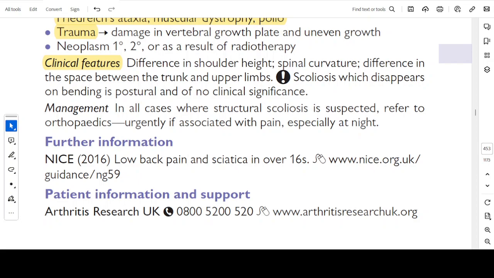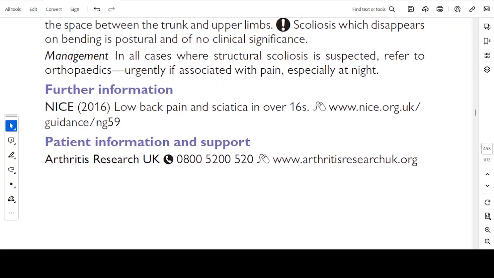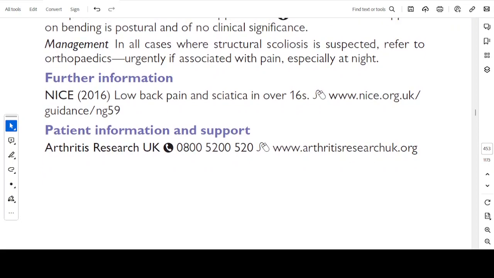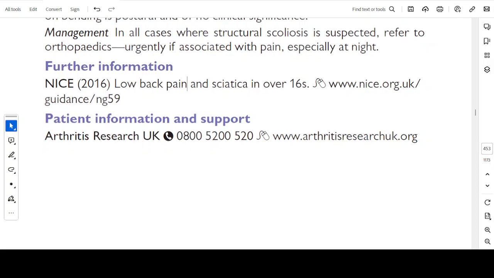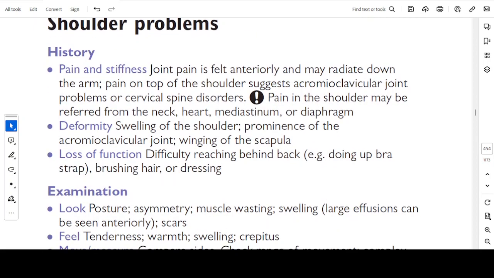Scoliosis which disappears on bending is postural and of no clinical significance. Management: in all the cases where structural scoliosis is suspected, refer to orthopedics urgently if associated with pain, especially at night. Page 454, shoulder problems.